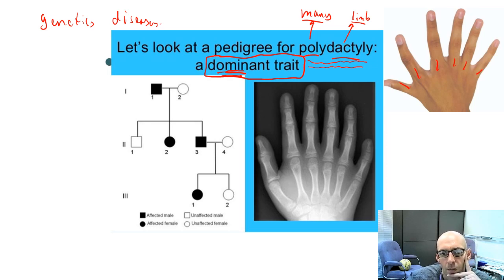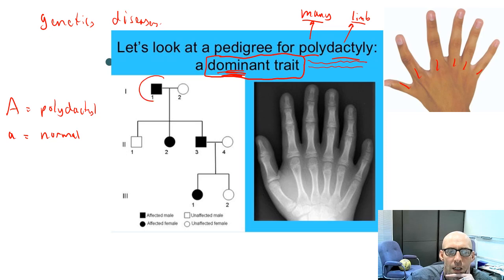If it's a dominant trait, it's a more powerful one. So let's use A for polydactyl, and let's use a small a for the normal, just 5 fingers and toes, the recessive one. So this person here was an affected male. So this is a man and he's affected. So he's definitely got a dominant polydactyl gene. All these black ones are affected, so they've got the dominant gene. Now, what do I put next to this?